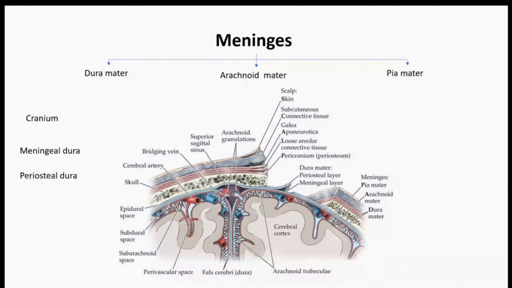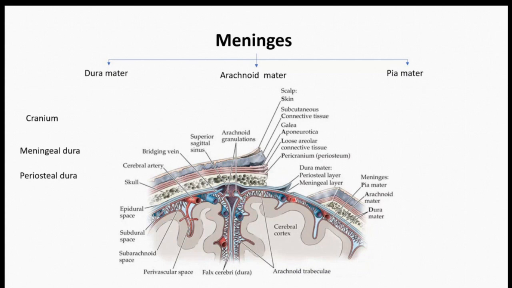And this is important because if we get a rupture of these bridging veins, there will be bleeding in the subdural space. And most of the time the cause of subdural bleeding is rupture of the bridging vein. And sometimes it can be laceration to the brain tissue and bleeding into the subdural space.